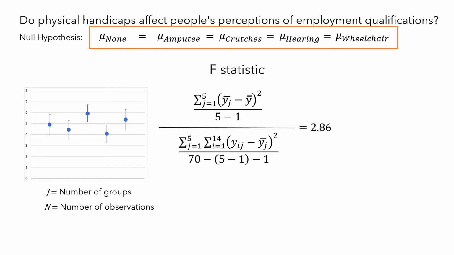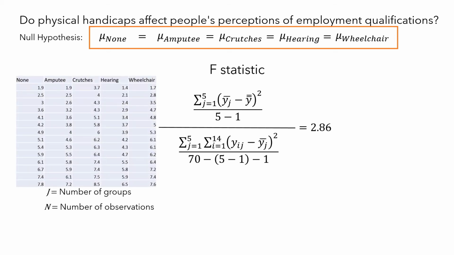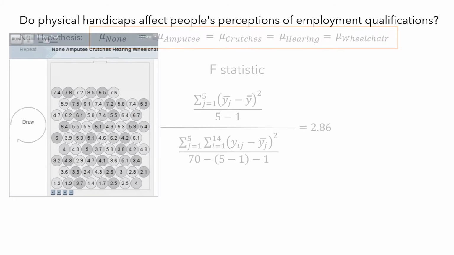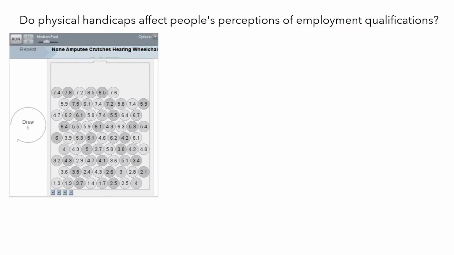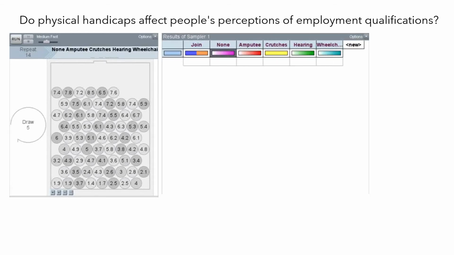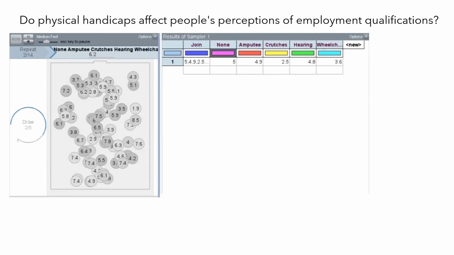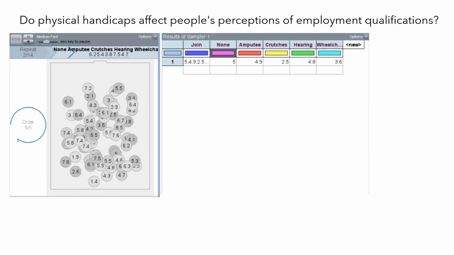The way we can do this is to take the data from our 5 samples and combine them into a single model. Then we'd set this to draw 5 scores at a time, 1 for each group, and repeat 14 times because we had 14 observations in each group. Then we'd simulate drawing 1 score for each group, and again, up to a total of 14 scores for each group.